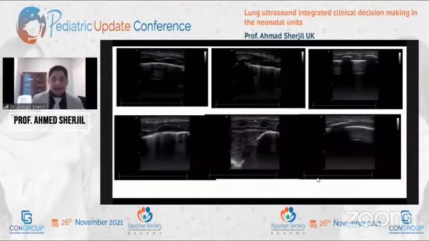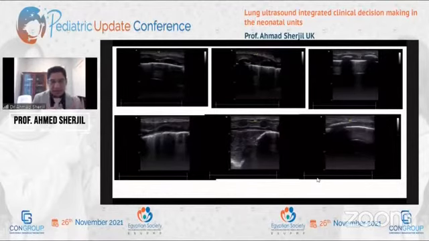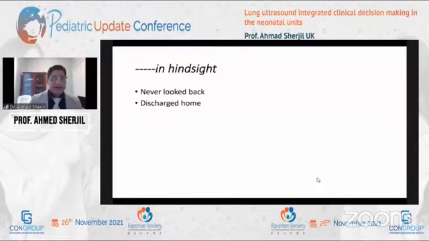And if you again look at the first slide, there is this area where you're seeing the vertical kind of hitting the horizontal. So this is called the double lung point, and double lung point is said to be very suggestive of TTN. So this baby had a TTN. Now I had the evidence, and the baby was straight away discharged back to be observed with the mom. In hindsight, never looked back, was later discharged home.